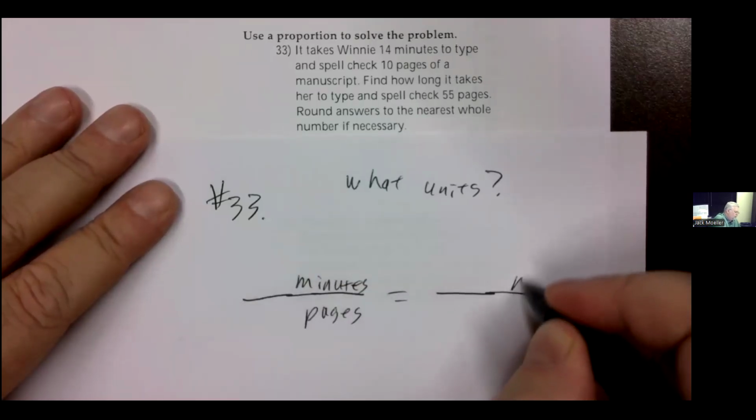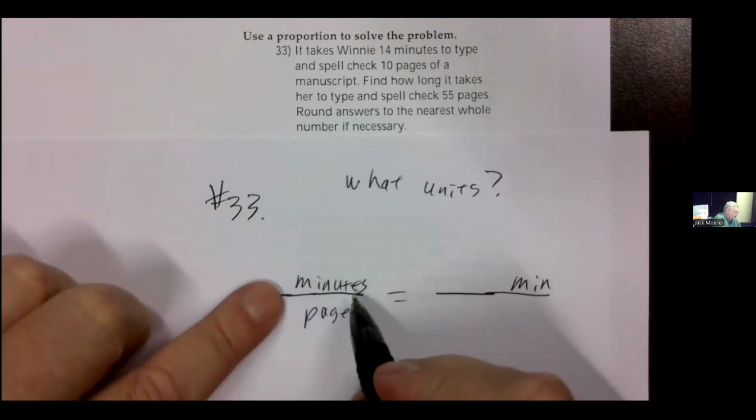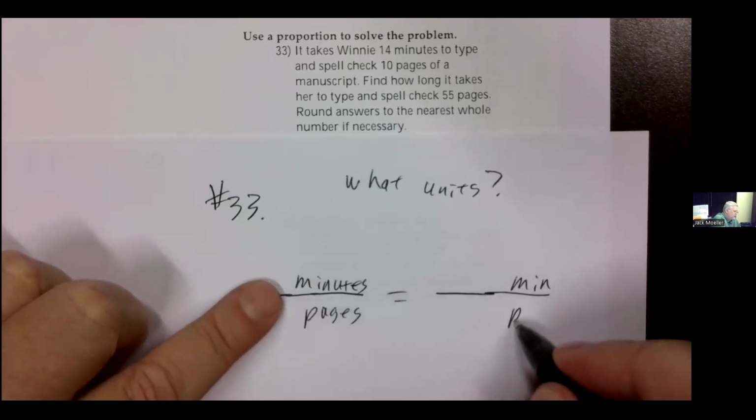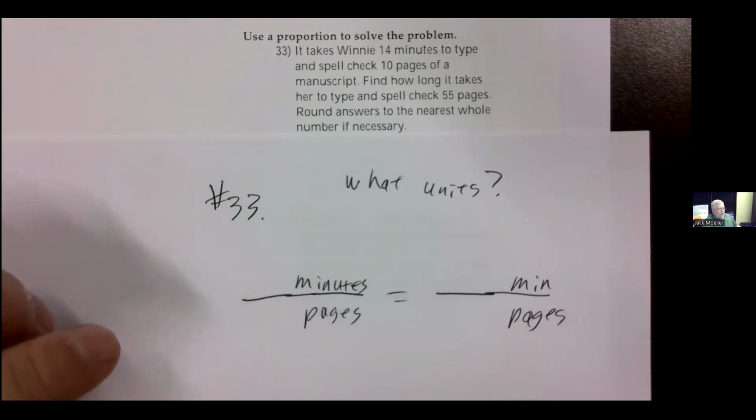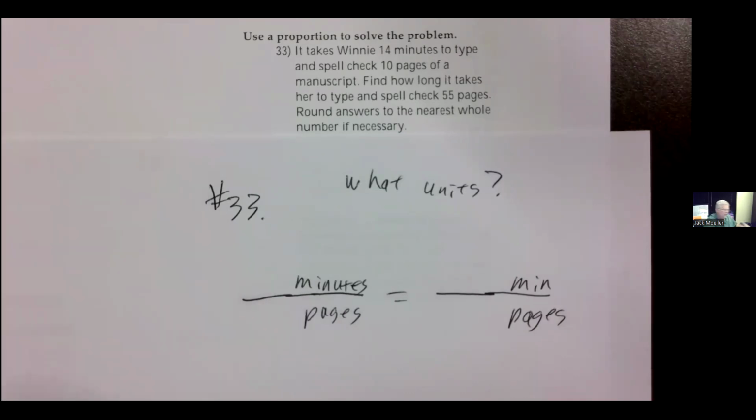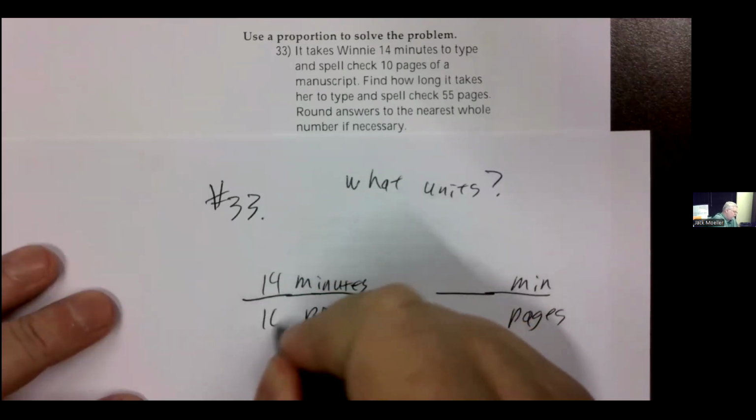So same thing over here. If we have minutes on top here, then minutes has to be on top over here, and pages is going to have to be on the bottom. All right, so what do we do with that first fraction? Well, it's 14 minutes to 10 pages. So 14 minutes, 10 pages.